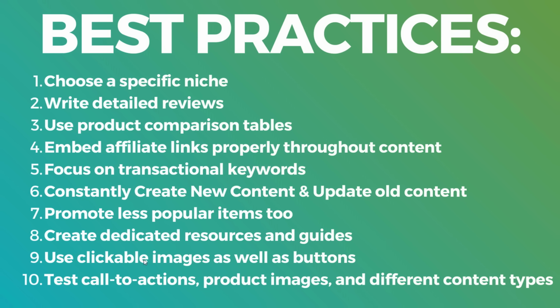Use clickable images as well as buttons. So I think you should use affiliate links pretty much everywhere. Do them for standalone links, do them for images, make sure you're creating buttons, any way to direct people with a clear call to action. Which, last but not least, test different call to actions, test different product comparison tables, test different content types, write reviews, write dedicated guides, resources, use different product images, see what works best for you. So just to go over a few examples here.